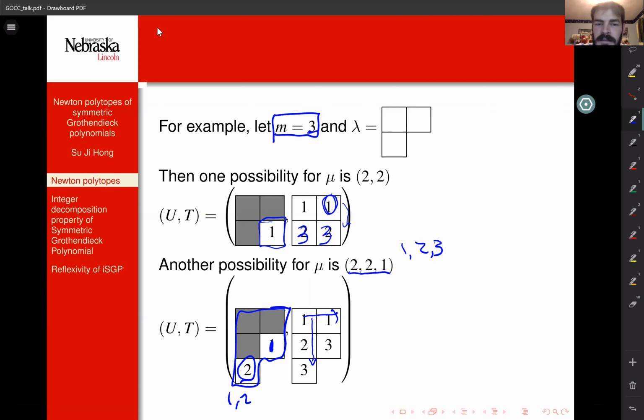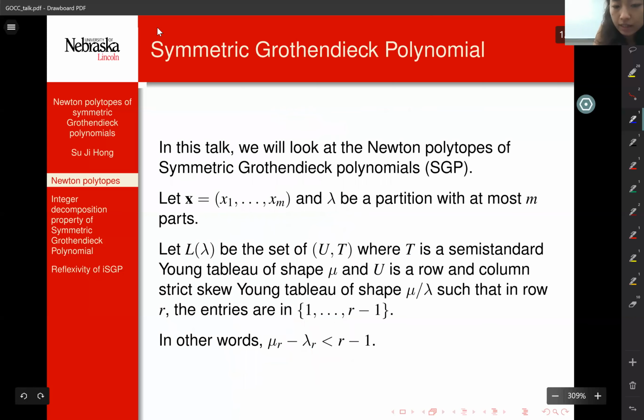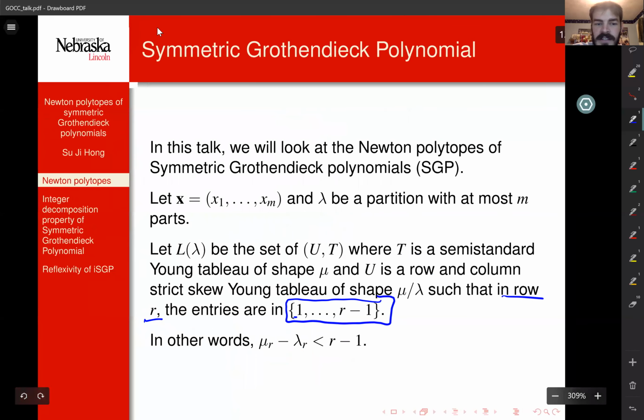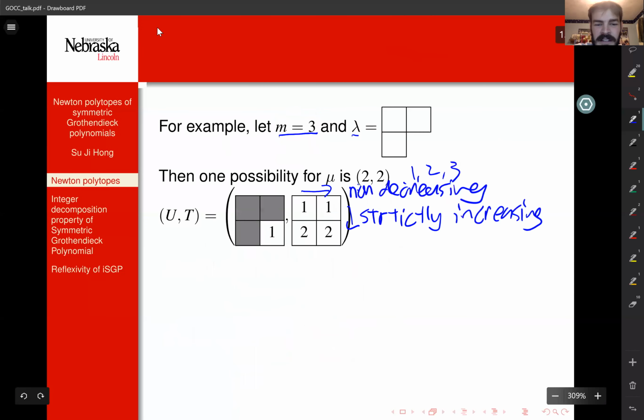So in skew shape, no, because in the skew shape, the only restriction on filling is this: in the row R, the entries have to be between 1 and R minus 1. Oh, okay. So that's not even a Young tableau. I mean it is, but it's like a separate thing. Yeah, we have different feelings for both of them. So in this one, we have that this has to be at most R minus 1. Okay.